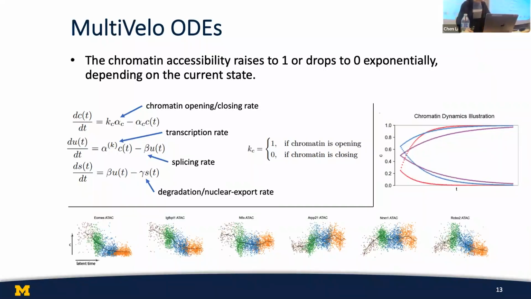Now, the biological reasoning for why we choose exponential functions is that during the initial impulse of chromatin opening or closing signals, the change is very quick, but eventually when it becomes nearly fully open or fully closed, due to the physical size of nucleosomes, the rate of change will slow down.